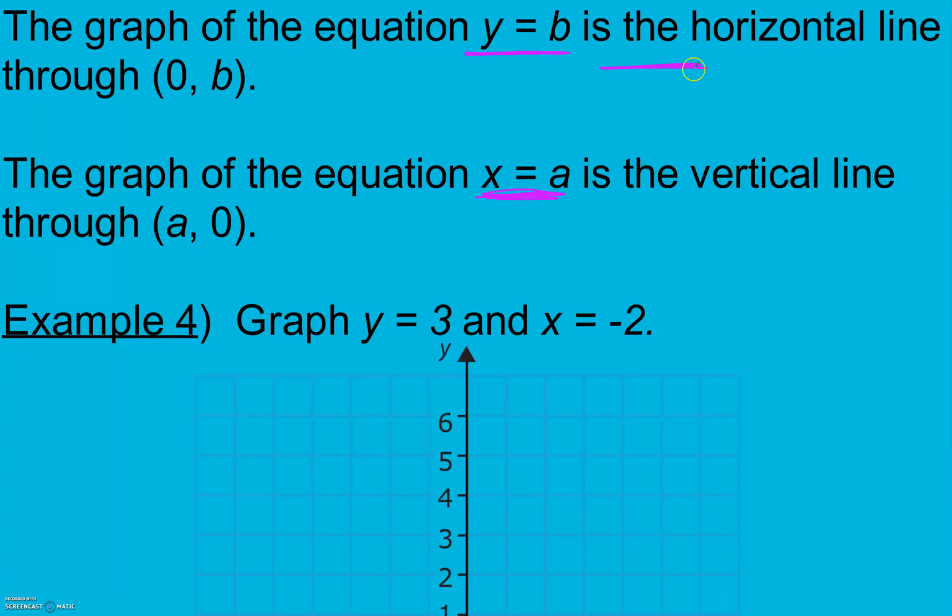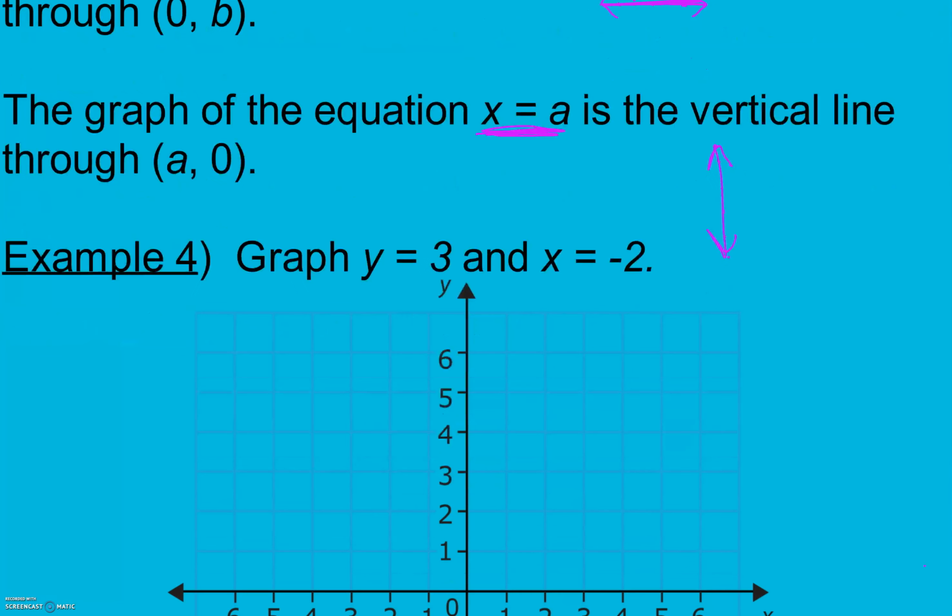Y lines are horizontal because it's all the points that have the same height. X line is a vertical line because it's all the points that have the same distance left and right from 0. So all of them that have the same x value is a vertical line. All of the points that have the same y value is a horizontal line.